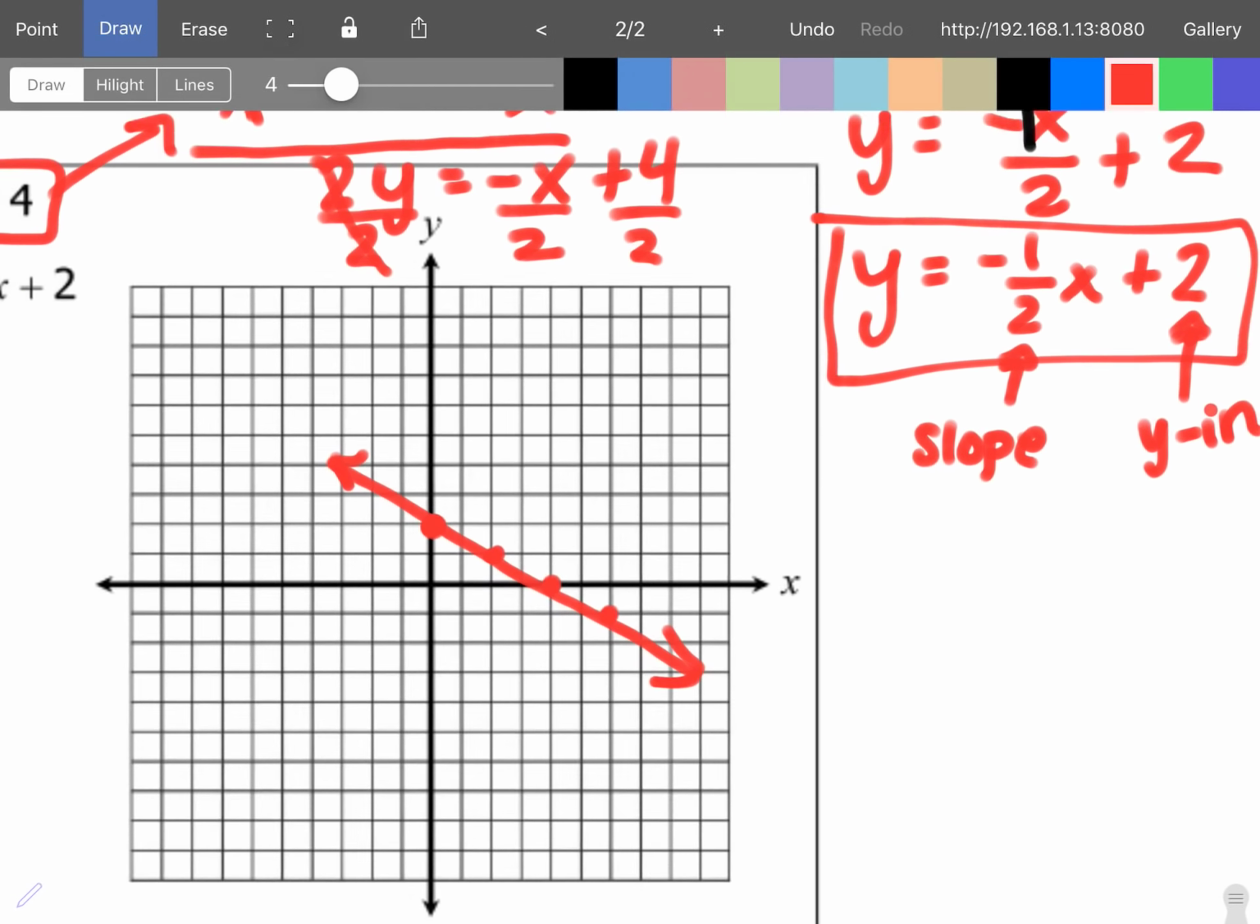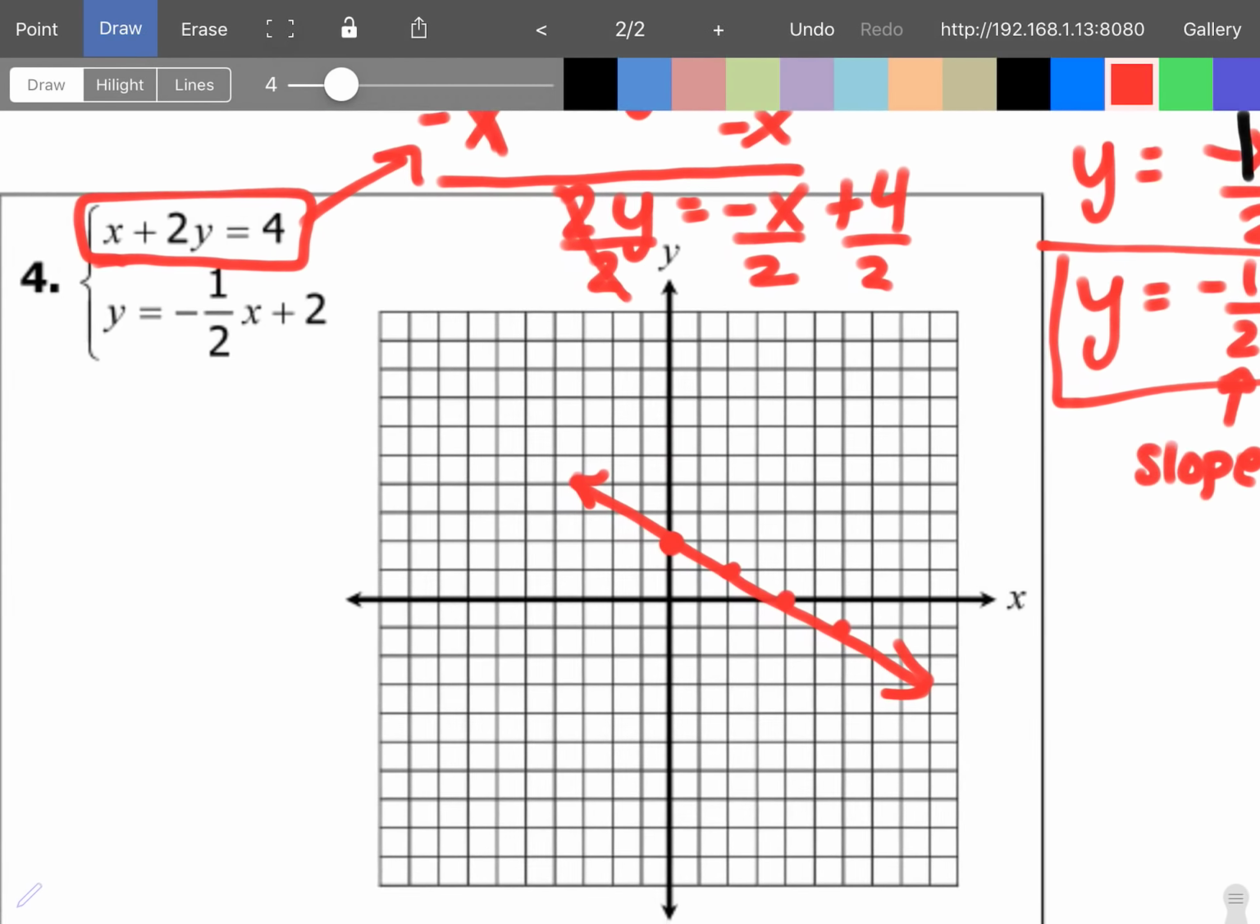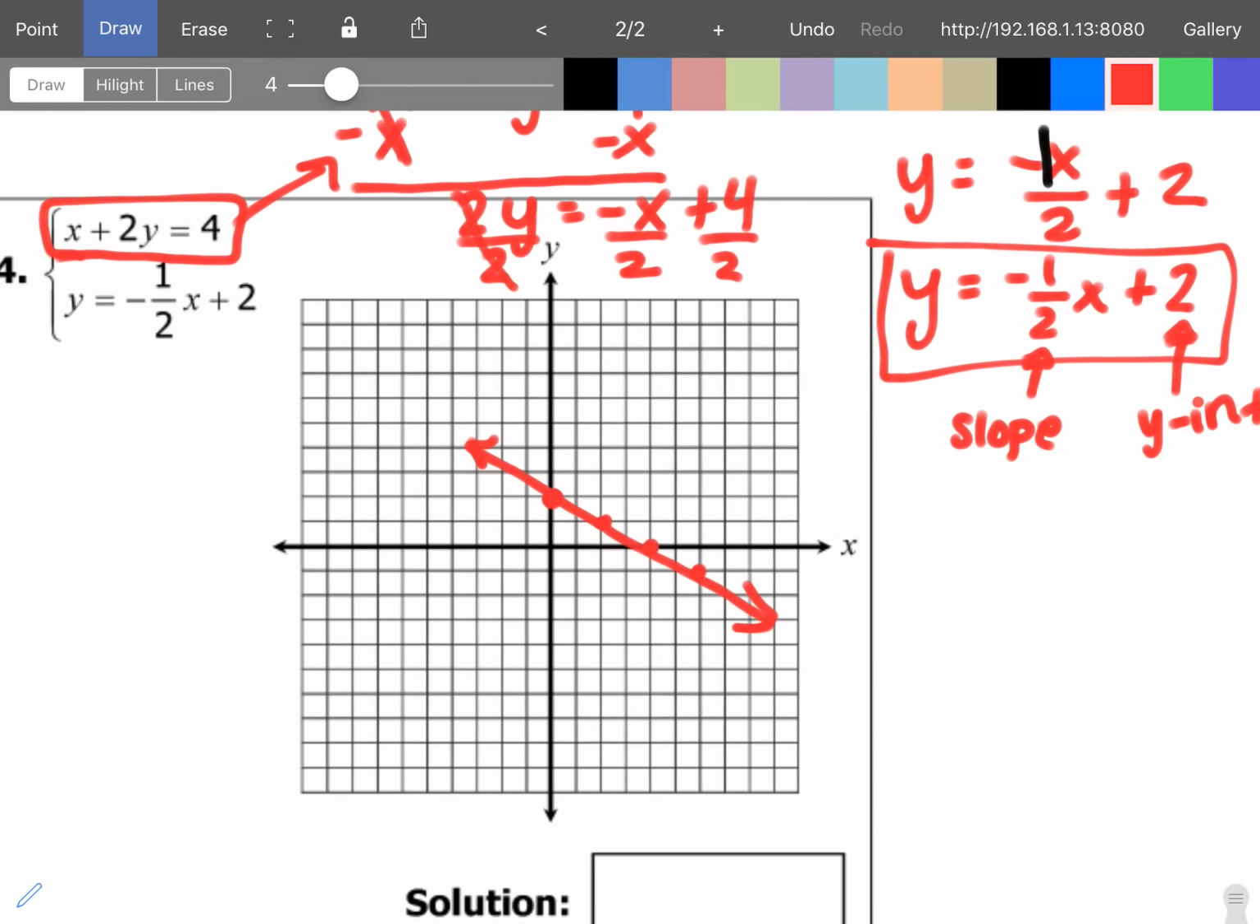Again, try to make this as straight as possible since we're trying to see where those two lines intersect. Now, let's graph this next line. I'm going to draw it in blue. So my y-intercept is 2, and my slope is negative 1/2. So down 1 over positive 2. You can also go up 1 over negative 2. And look, it's going to be the same line, isn't it?